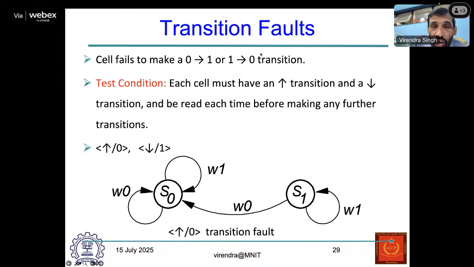However, this cannot detect the transition fault 1 to 0, because the good machine will have this transition, and even the bad machine will have this transition: on getting W1 it will go to S1. However, this transition will fold over here, and because I'm not reading after that operation, that transition fault cannot be detected. Perhaps you can think about it.